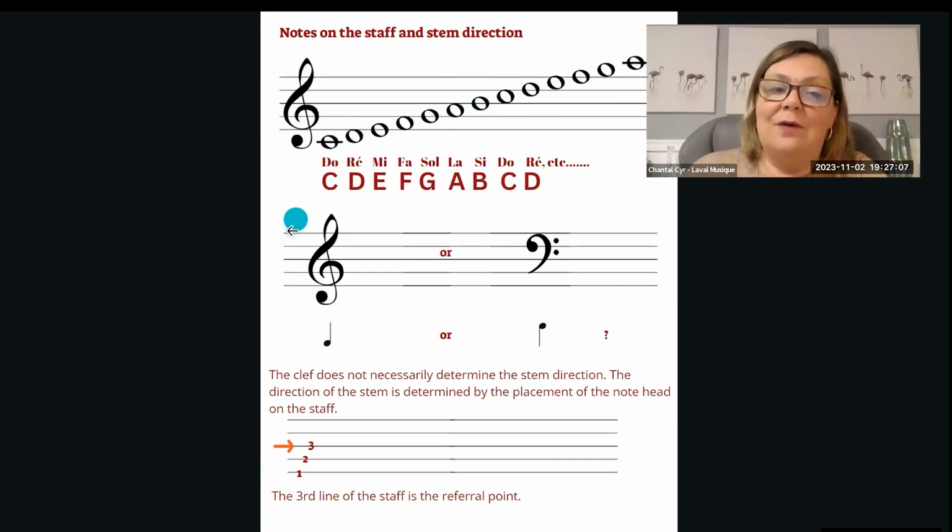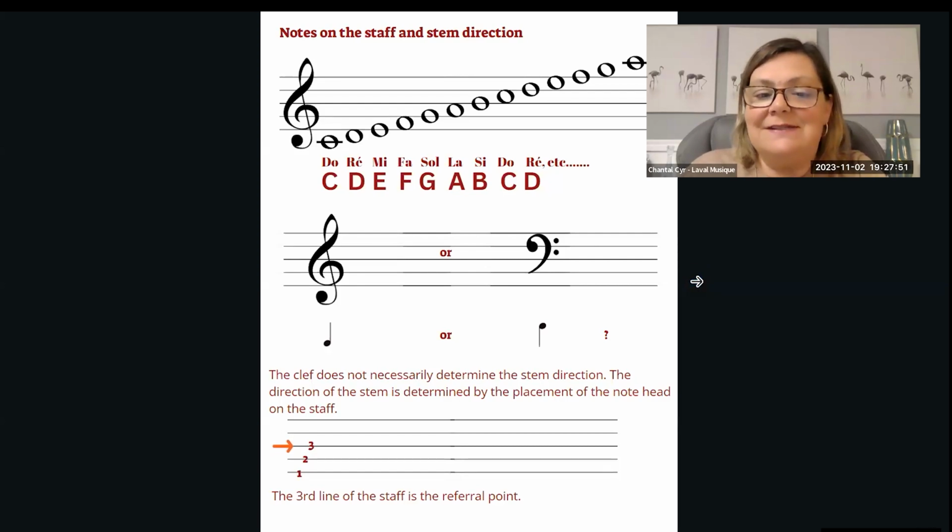Now, some of the methods that we see, some learning books, especially the early piano books, the treble clef notes will always have the stem going up. And when the stem goes up, it's on the right side of the note. And when we're doing the lower notes for the left hand in the bass clef, the notes would be upside down with the stem on the left side. Now, is that really the way it works? Not really. The clef does not necessarily determine the stem direction, but we do see it in some method books, at least for beginners. But that's not how it works.